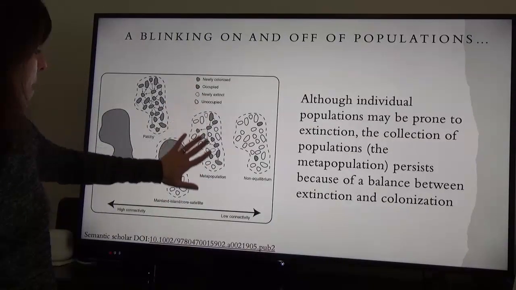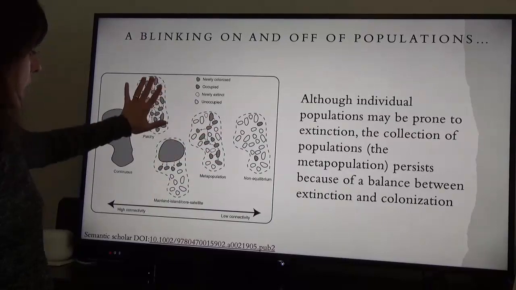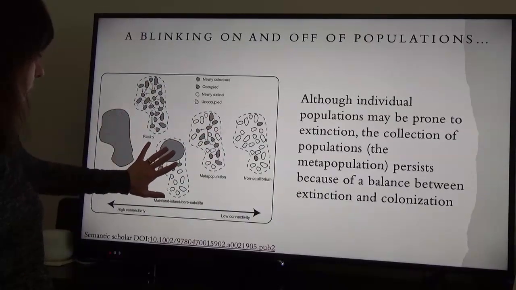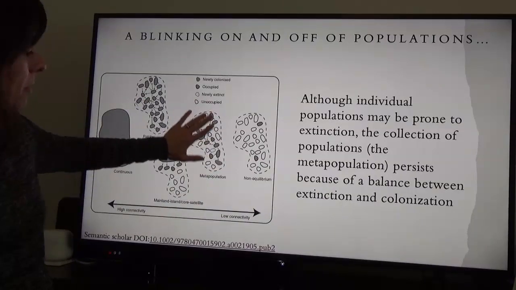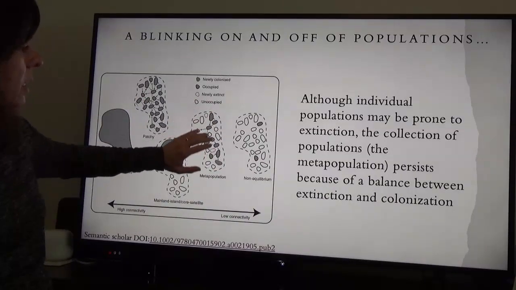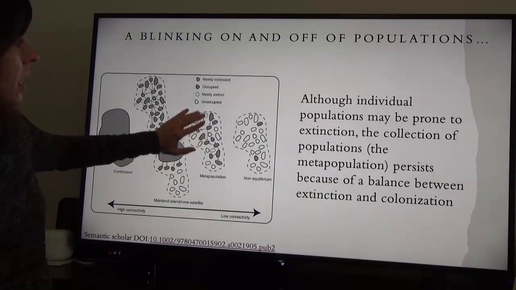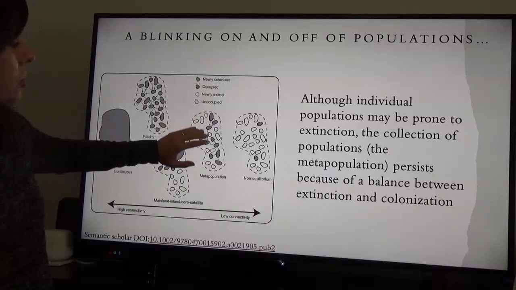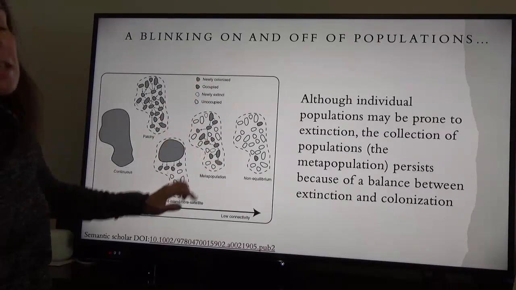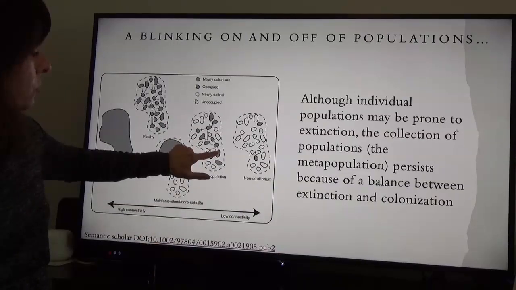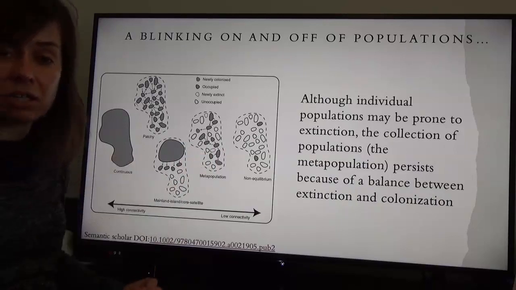Then here we have a metapopulation. Okay, so these are not metapopulations. These are different configurations of populations related to connectivity. Here we have a metapopulation where we actually have individuals moving from one population to another, and we have information about newly colonized populations. So these ones with dashed lines around the outside of them are newly colonized. Individuals have moved from one population to an uncolonized patch, and it's newly colonized.